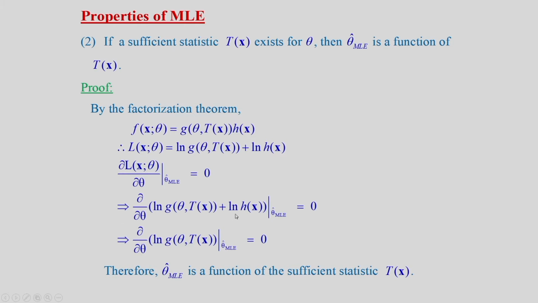And the second part does not involve theta, therefore we simply get del theta of log of g theta T(x) at theta hat MLE must be equal to 0. Since theta hat MLE is the solution of this equation, theta hat MLE must be a function of the sufficient statistic T(x). So this property we established: if a sufficient statistic T(x) exists for theta, then theta hat MLE is a function of T(x).